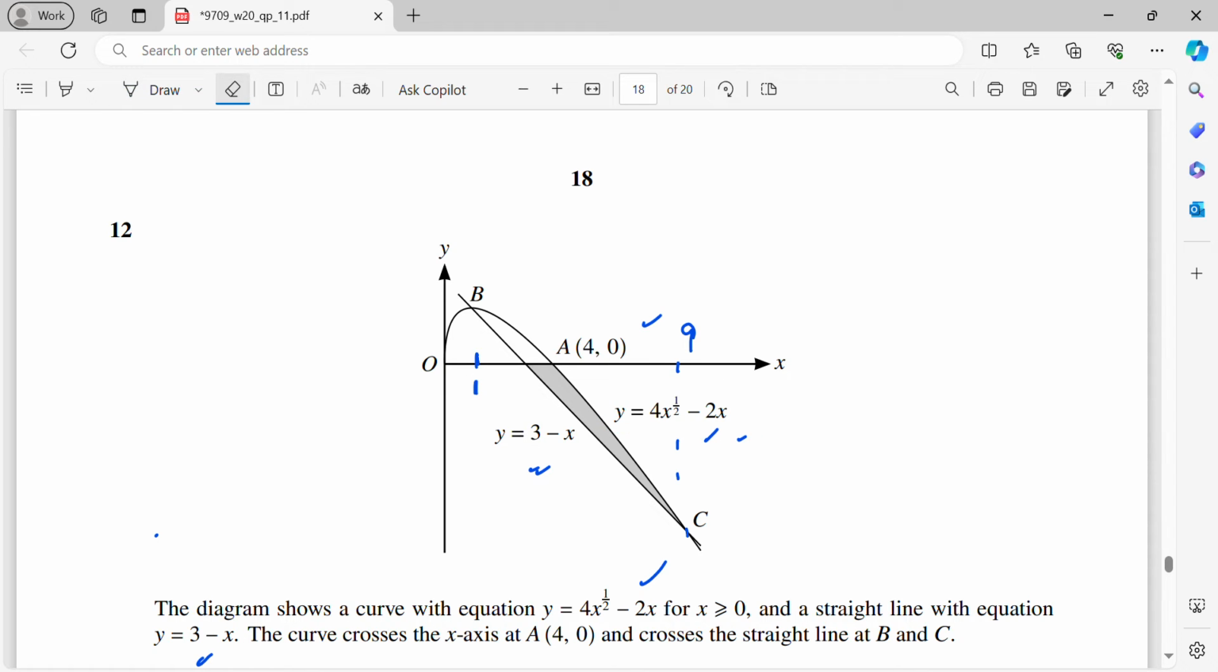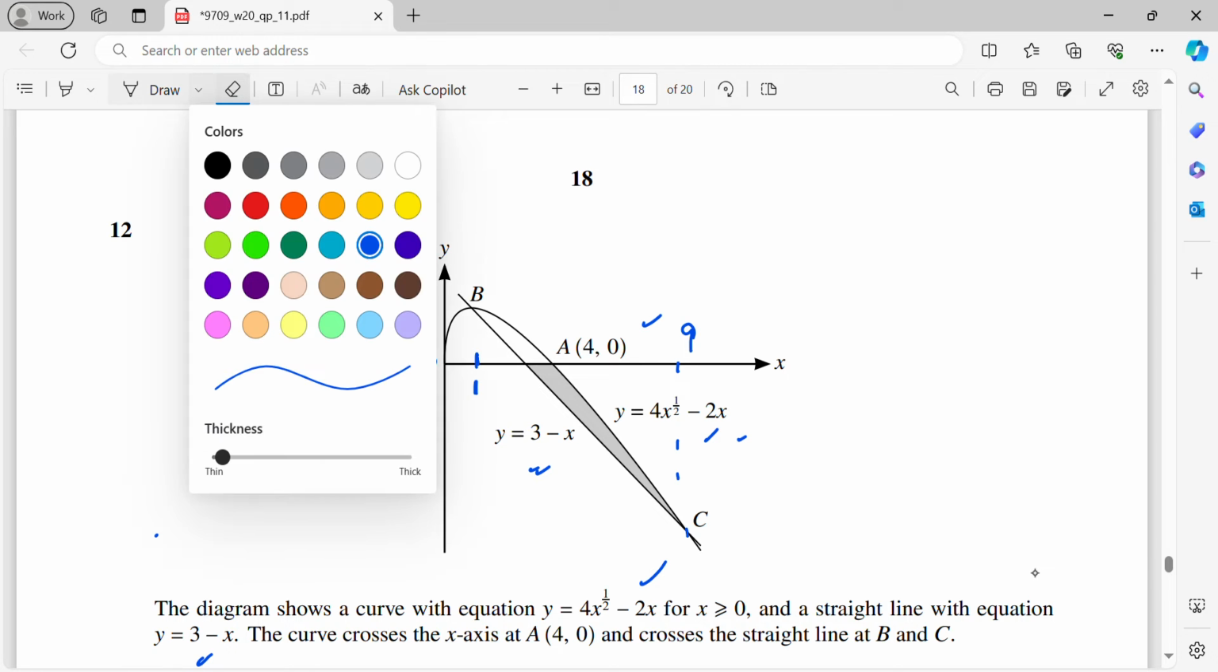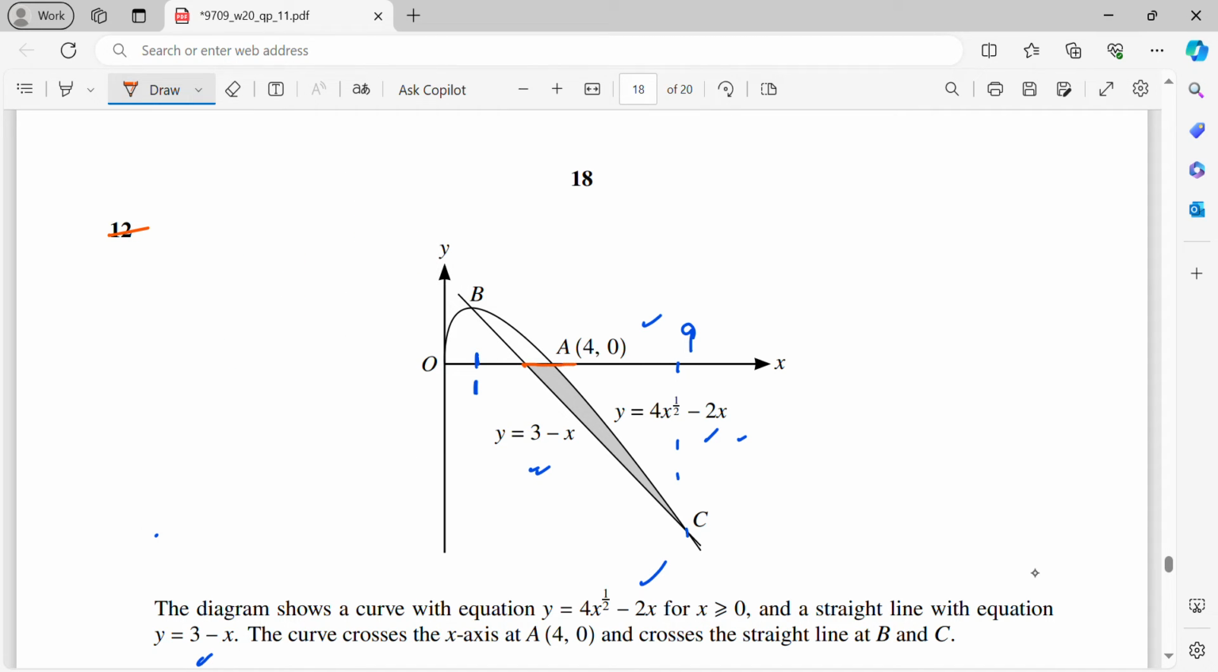Alright, let me erase this first. Area of the shaded region is area of triangle. Okay, look at here. Area of triangle minus area of this part. This part is the area of the curve towards the x-axis, right? So now I know that here I need to find out what is this value.